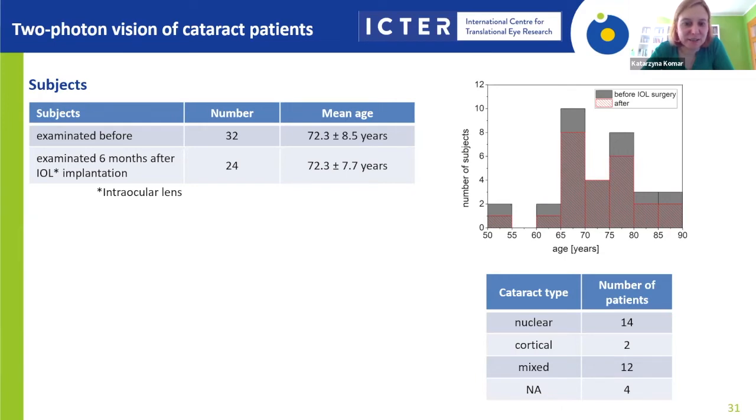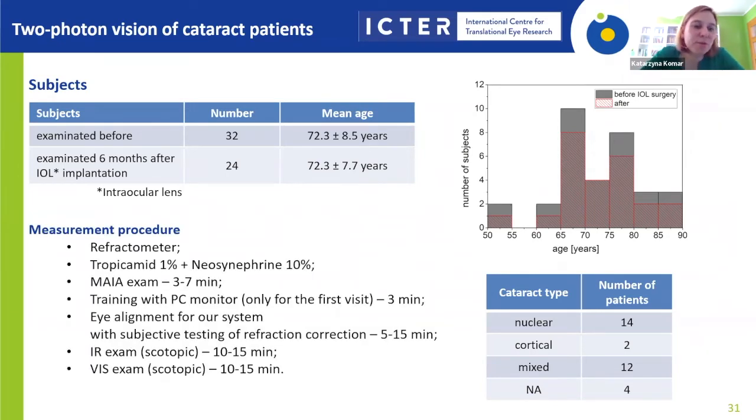Here you can see the kinds of cataracts that they had. The procedure was quite long, because we measured their refraction and applied the drops. Then we performed the Maia exam with a conventional microperimeter. Then we had to train them with a PC monitor on how to use our system and align their eye in our system, which was also very hard with such old persons and such a not very ergonomic system like our laboratory one. And then we performed the infrared exam and the visible exam, both in scotopic conditions, because everything was in darkness.